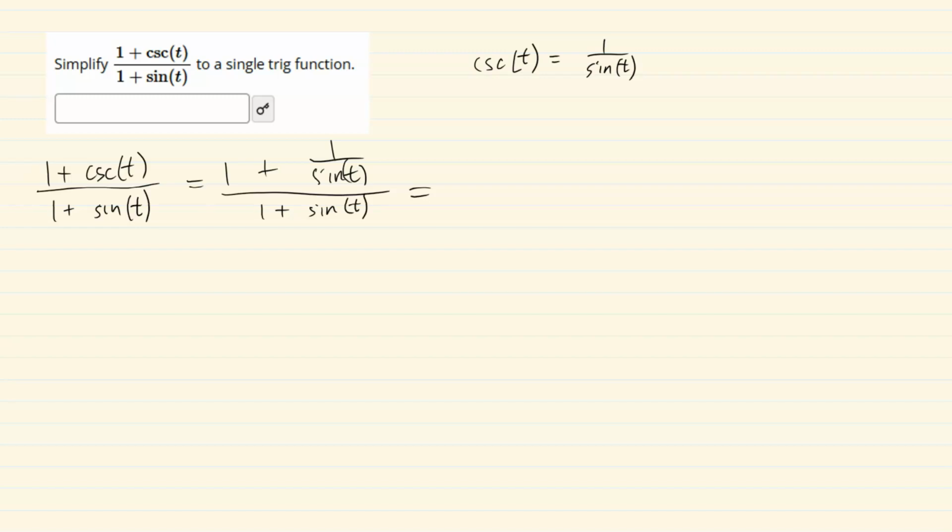All right, let's go ahead and for the numerator, let's focus on simplifying that a bit. Noticing that we have 1 plus a fraction, let's try to turn this into one single fraction. So 1 plus 1 over sine t. Notice that we can find a common denominator and get sine of t over sine of t.